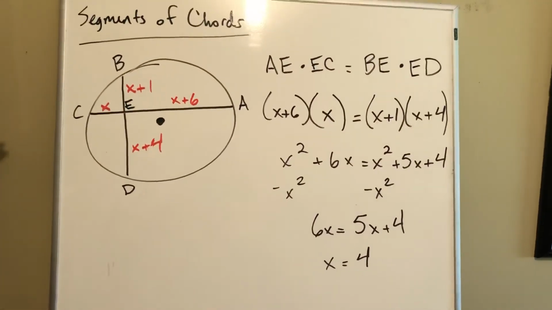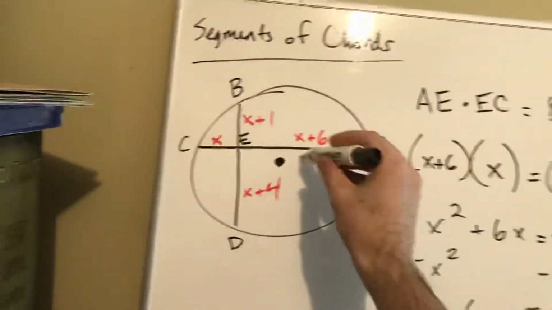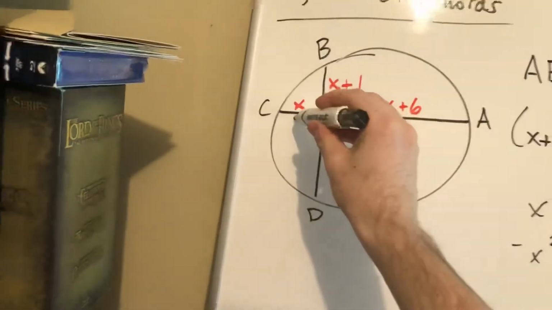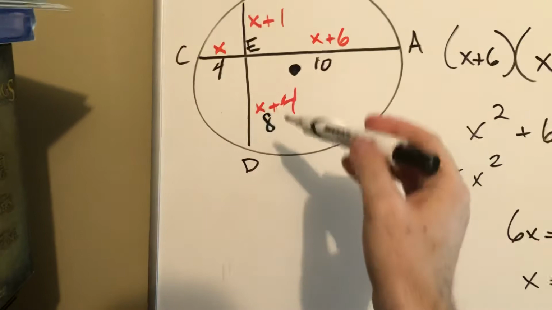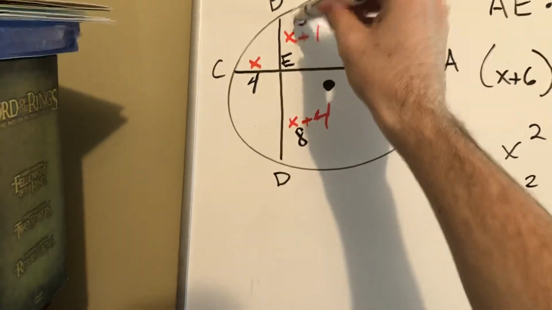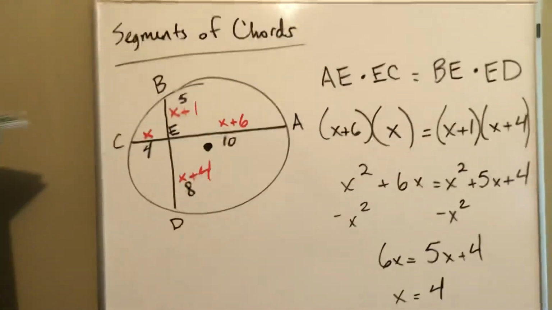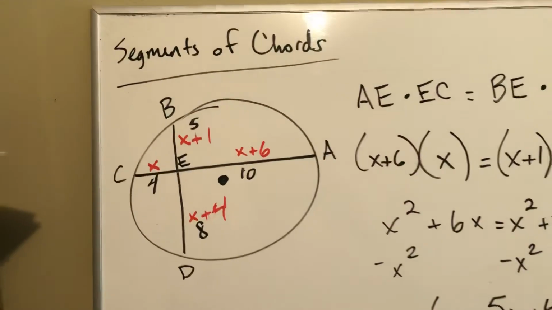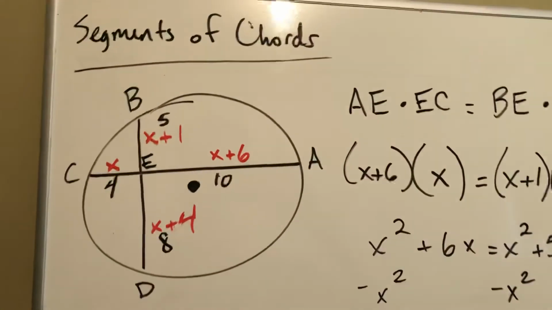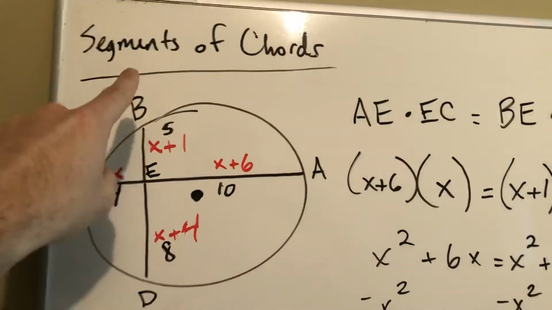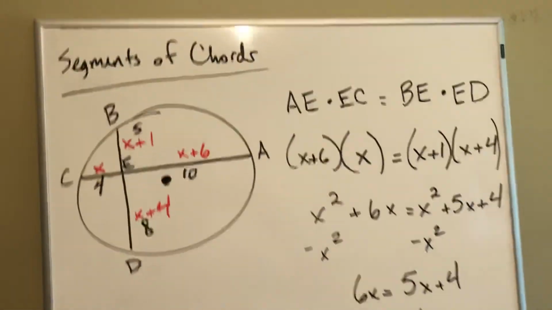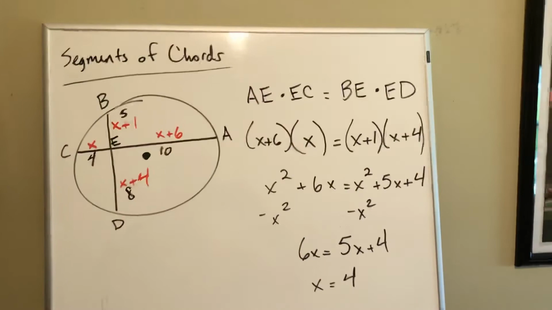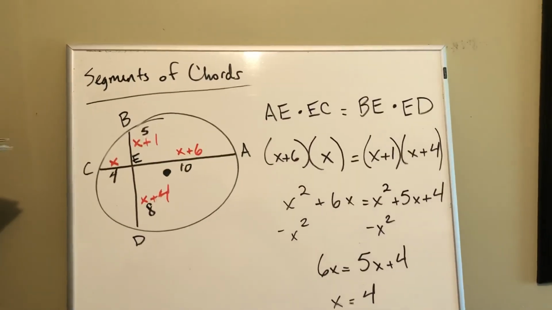So if you plug that value in, you can see that we'd have a segment of 10 up here, we'd have 4 up here, we'd have 8 here, and we'd have a 5 right here. So if you check those out, you can confirm it because we know that this piece times this piece, 5 times 8 gives me 40. This piece times this piece, 4 times 10 also gives me 40. So an additional example to the one already given on 570.